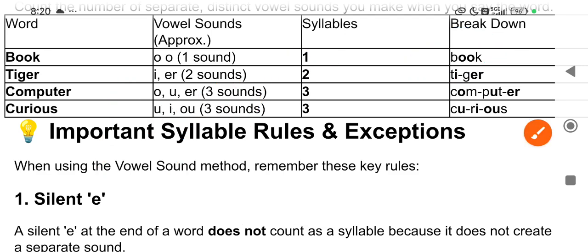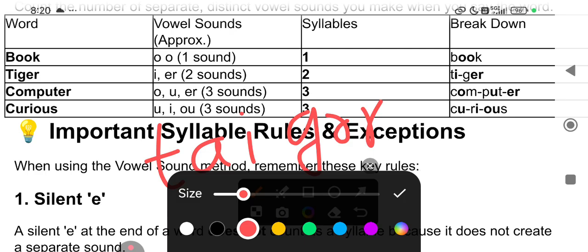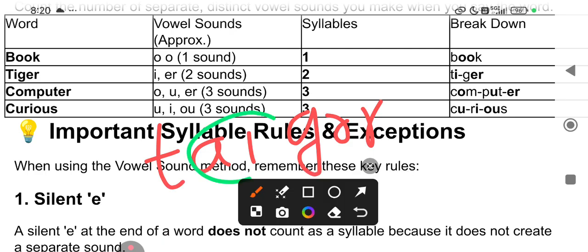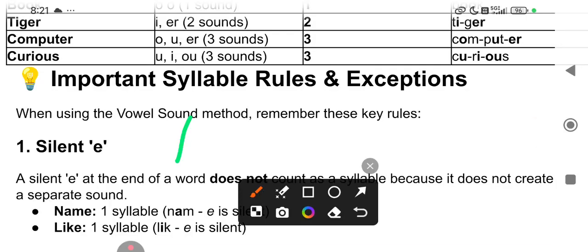Then the next example is tiger. It will be counted as 1 and 2. So that's a two syllabic word. Monophthong, though it's a monophthong, it's a single sound. Then computer. That's com, computer.